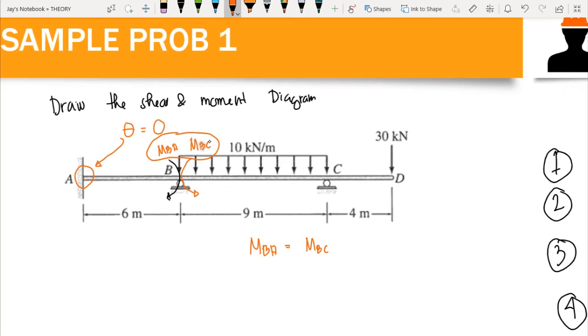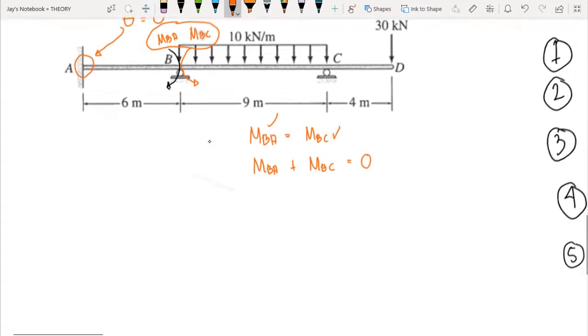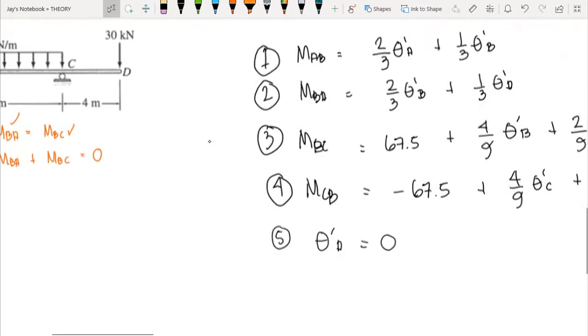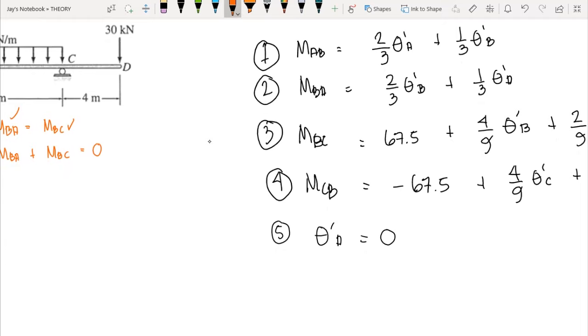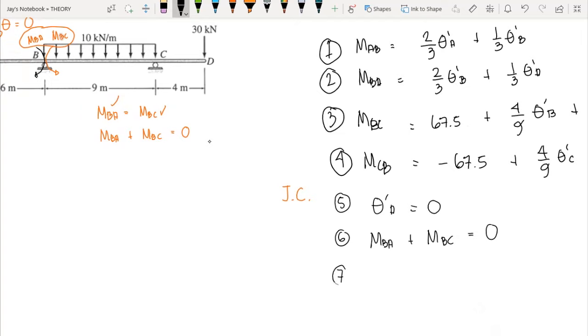So therefore, by looking at this relationship, we would say that if you add MBA and MBC, it would sum up to 0. Again, because they have equal values. So we have second condition. This is another joint condition. Okay. So again, these are joint conditions. So this, in addition to our equation, we have MBA plus MBC must be equal to 0. But still, we are lacking a seventh equation.